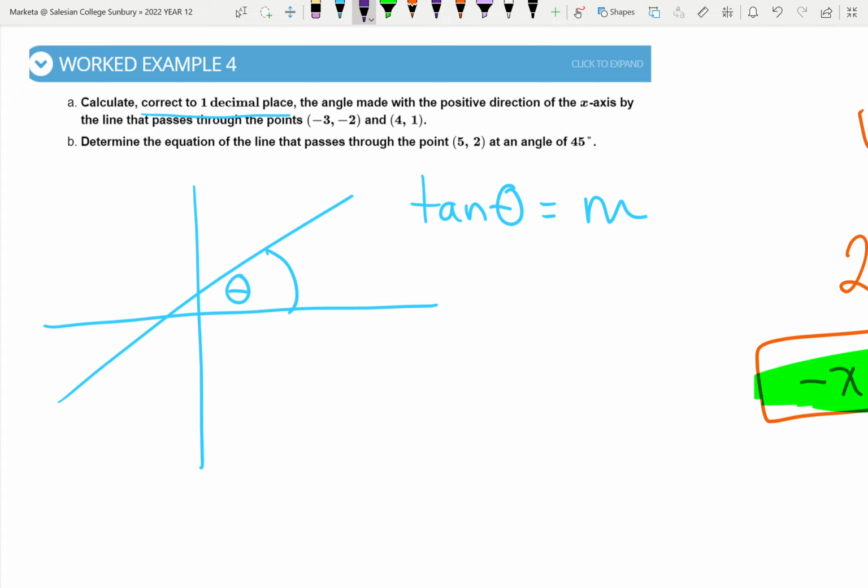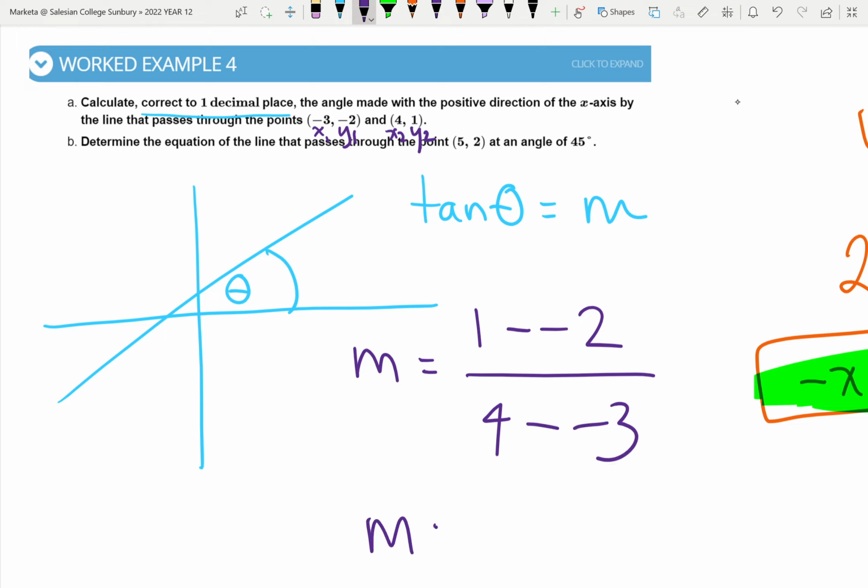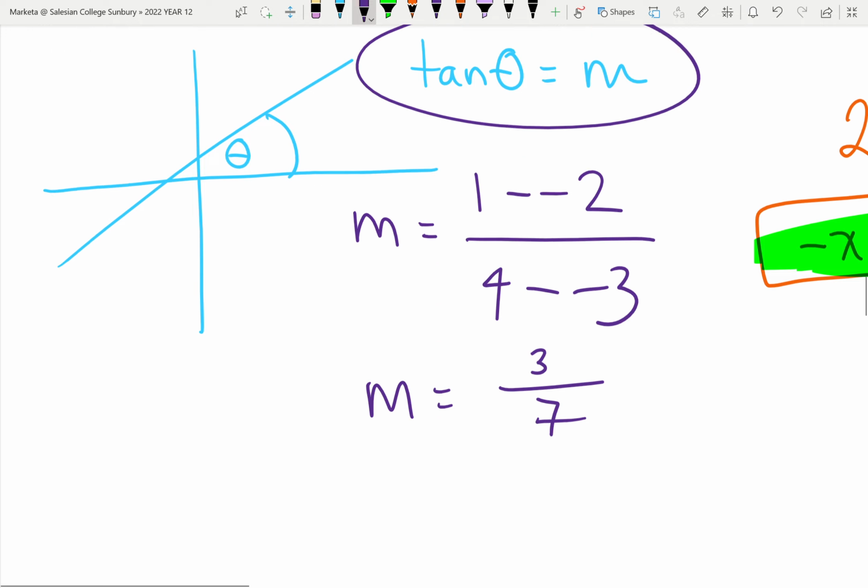What I would do if I were you, label x1, y1, x2, y2, because sometimes people stuff up which one's x1 and y1 and x2 and y2, and then of course it will be wrong. So if you do that, you're not going to make a silly mistake. So the gradient is 1 minus -2, so y2 minus y1 over x2 minus x1, 3 over 7. So our gradient there is 3/7, and now we can just put it into this formula.